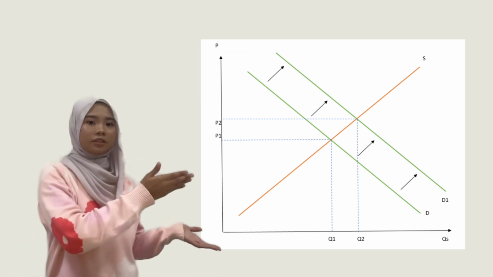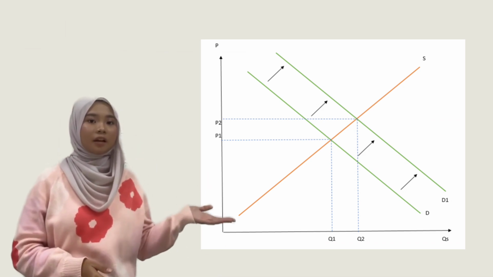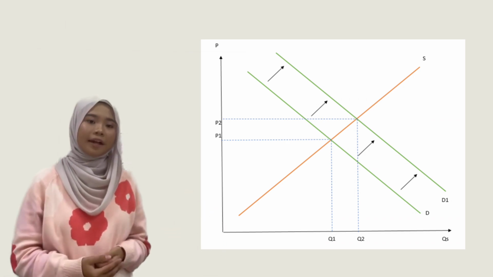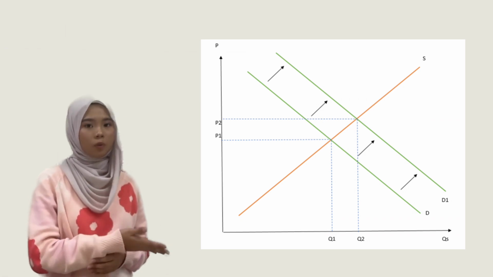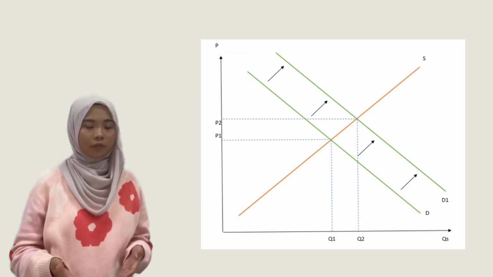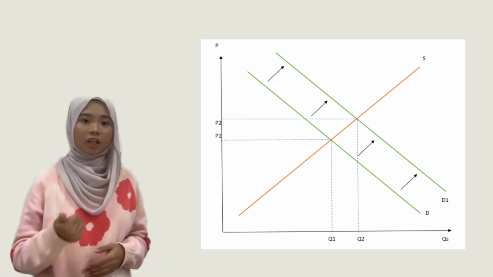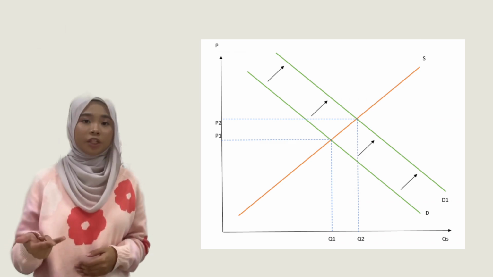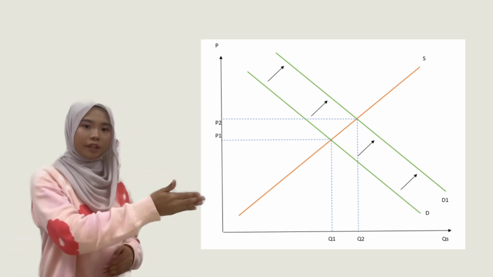This graph illustrates a fundamental concept in economics, the shift in demand. The original demand curve, labeled D, intersects the supply curve S at an equilibrium price P1 and quantity Q1. However, when demand increases due to factors like higher consumer income, changing preferences, or a rise in population, the demand curve shifts to the right to D1.